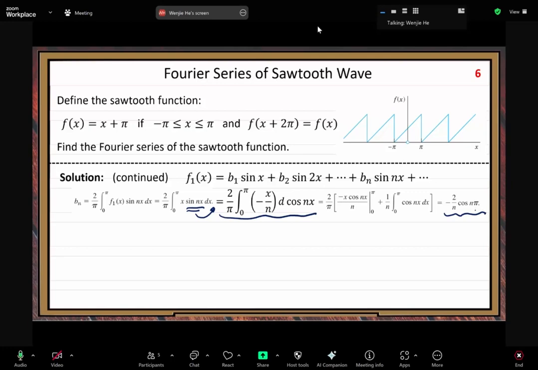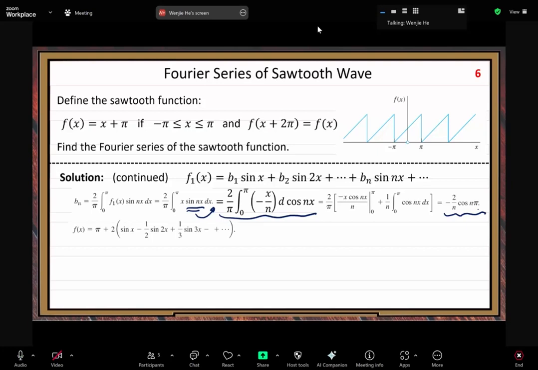Cosine n pi, n could be even or odd, right? When n is even, cosine of an even number of pi is 1. When n is odd, cosine of an odd number of pi is -1. So positive 1, -1. All right, let's write the b_n coefficients based on that.